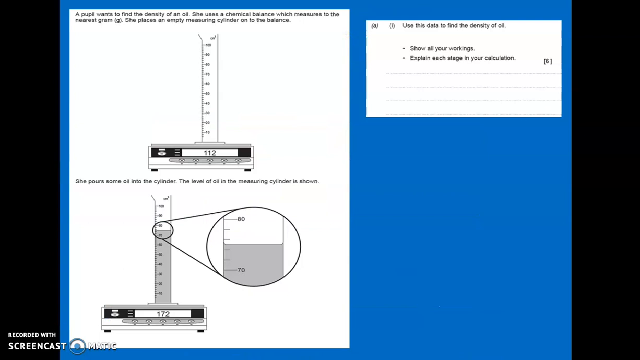And to end with, I'd like you to have a go at this exam style question based on the practical. Please do read it very carefully and answer. It's a 6-mark question, so try to answer the best you can. Think about everything we've talked about, and in this scenario, think about how you would use the information that's in this question to use the data to find the density of oil. Pause the video, 6 marks, give yourself 6 minutes, off you go.